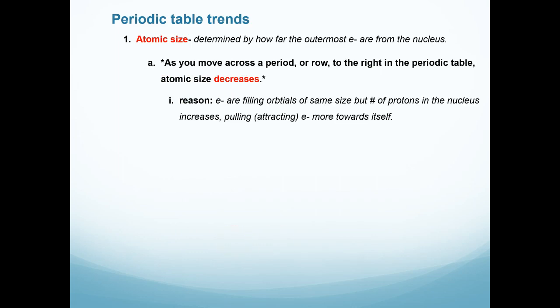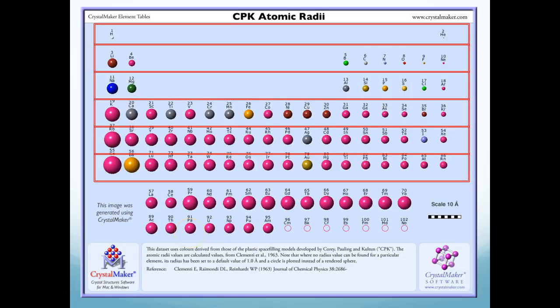And the reason is the electrons are filling the orbitals of the same size, but the number of protons in the nucleus is increasing. So if we have a greater number of protons, that pull from the nucleus is greater, which means that it's going to be smaller overall. It's pulling that electron density in closer. So we can look at this. If we go straight across, they're getting smaller, and then as we go down, we're getting bigger.